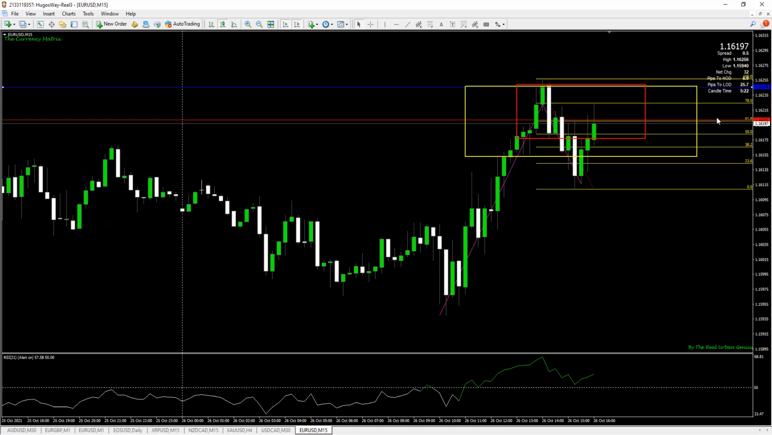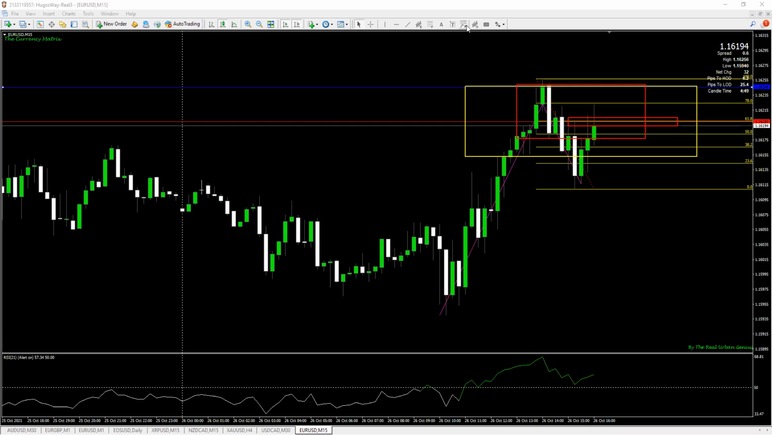You see, we're sitting right at the 61.8. So right here is a prime time to sell this Euro USD. All right, it's a good time, opportunity to sell this Euro USD. Good area to sell this Euro USD.